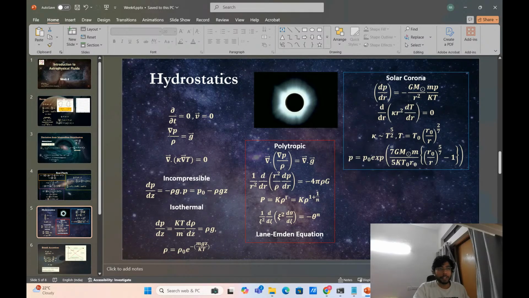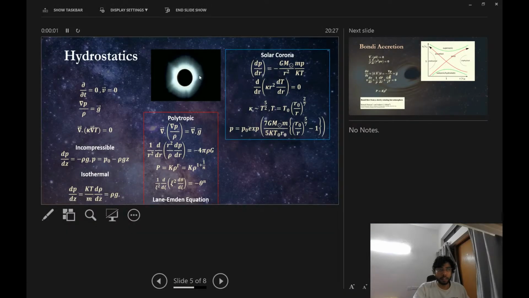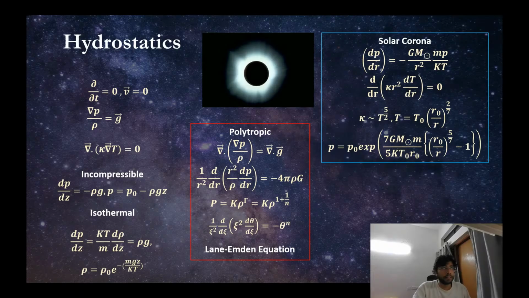Okay, now we will quickly go through the solar corona part. I think the professor has explained this in his lecture. So again, as I said, for hydrostatic balance, we have seen that this simple equation can give rise to so many beautiful things, like the Lane-Emden equation and the other hydrostatic balance equations. So another application is the solar corona.